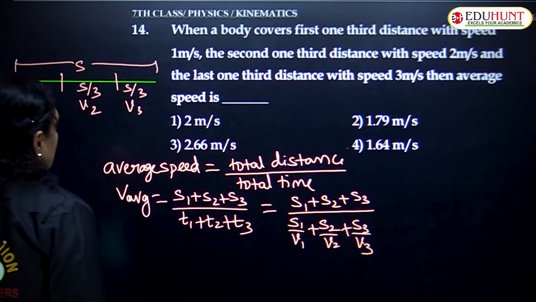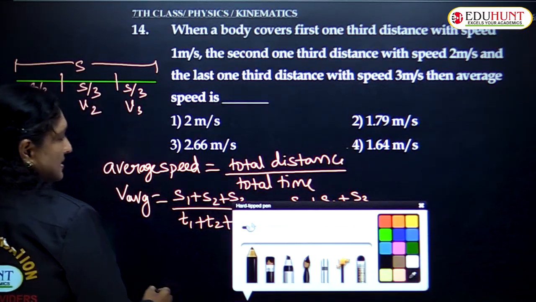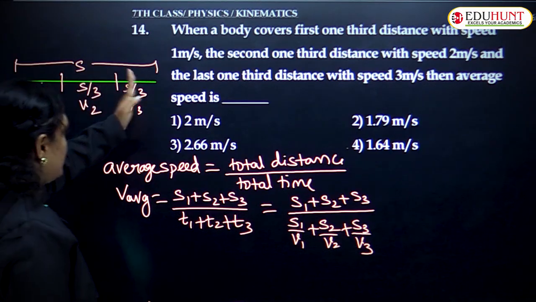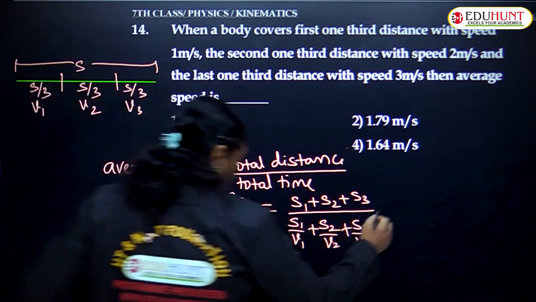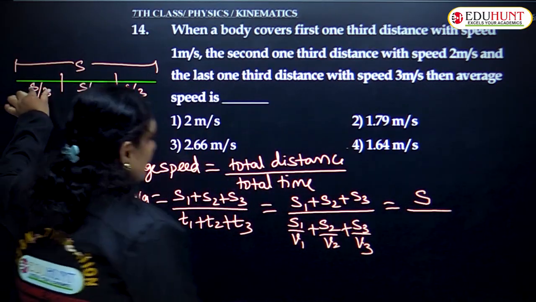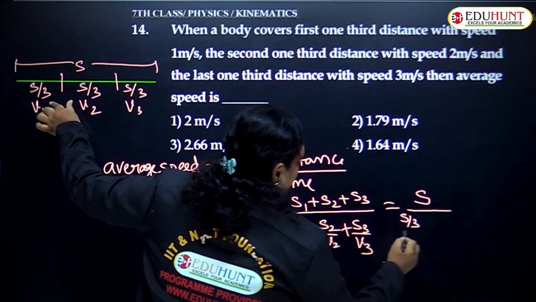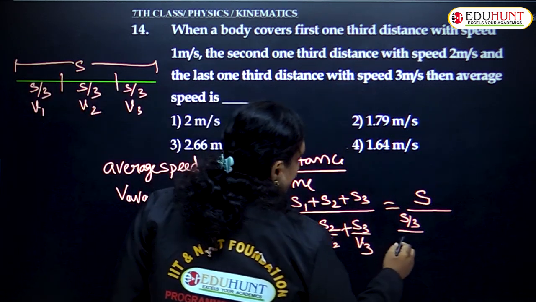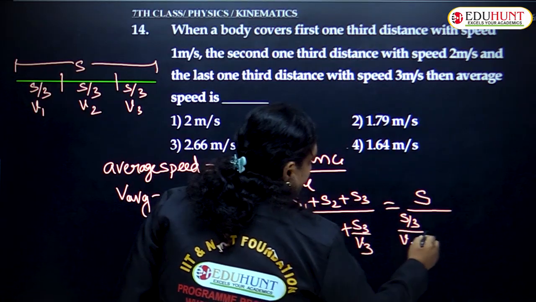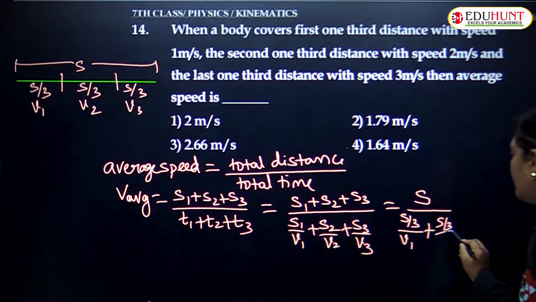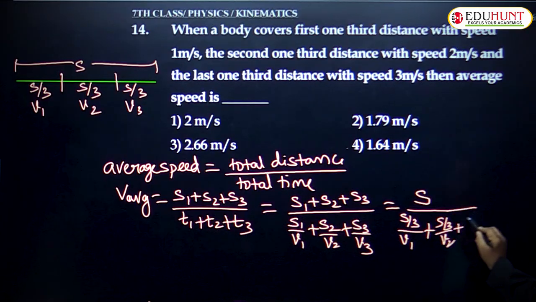Okay, children. So, now what was the total distance given, children? S1 plus S2 plus S3 is S by 3 plus S by 3 plus S by 3, 3S by 3, 3 cancel. So, here total distance was found to be S. S1 was S by 3 upon V1 was given as, initially let us take it as V1 only, plus the next case, I'll substitute the values later, children, V2 plus S by 3 by V3.